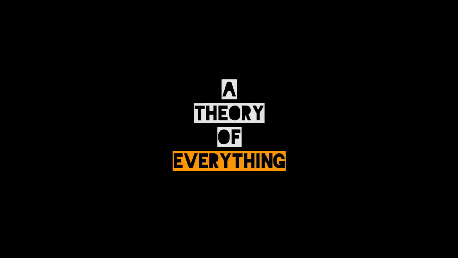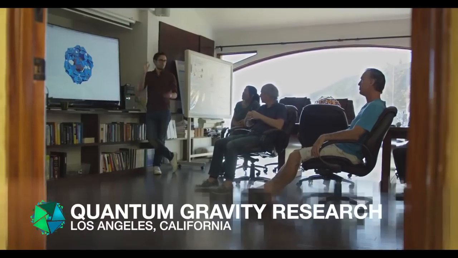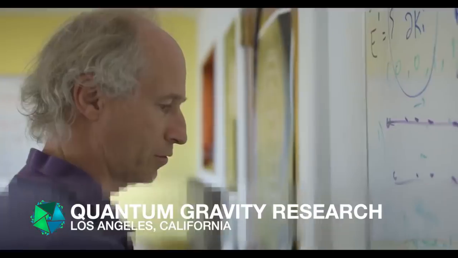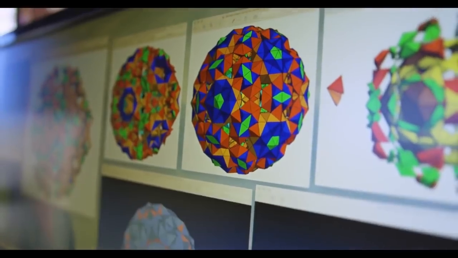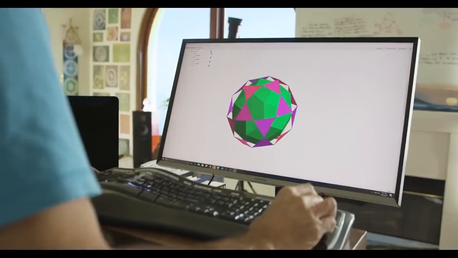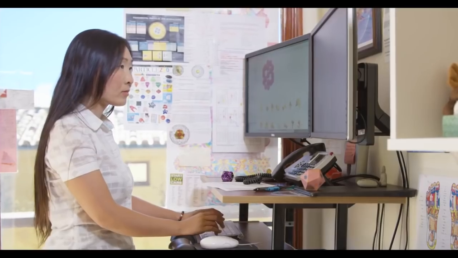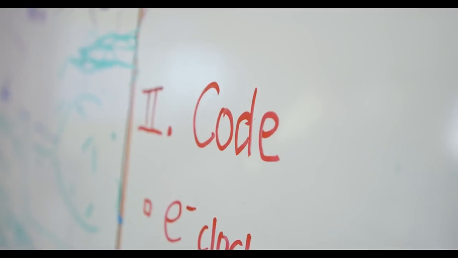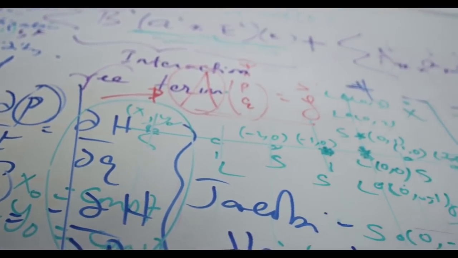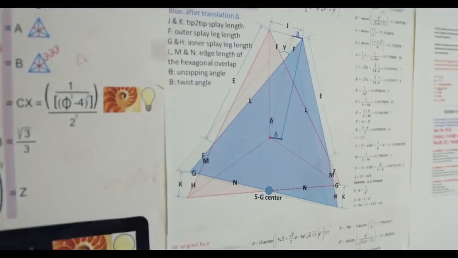We need a new theory. And such a theory is what the physicists and mathematicians of quantum gravity research in Los Angeles are working on. They call it emergence theory, and it will, really for the first time ever, provide an explanation for the speed of light and the other constants, such as Planck's constant and the fine structure constant.